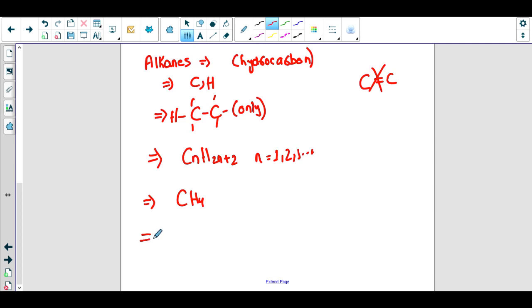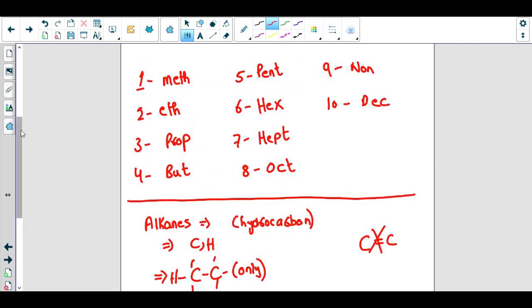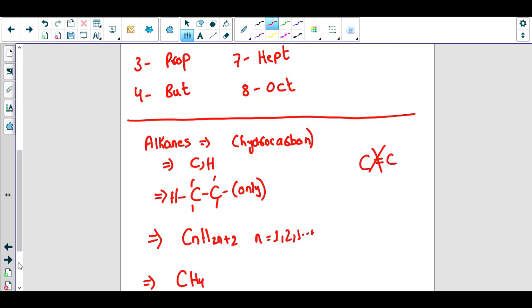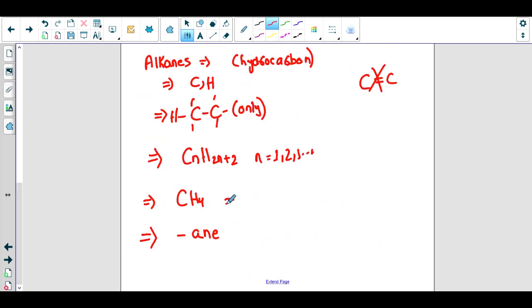There is a suffix. Suffix means to identify. At the end of any alkane name, you will always find "ane" in it. Now, if you remember this naming, the number of carbon naming, you can name alkanes very easily. For example, if you look at this one, this is 1 carbon. Meth. So meth with the ending "ane" can be called methane. This is classified as methane.